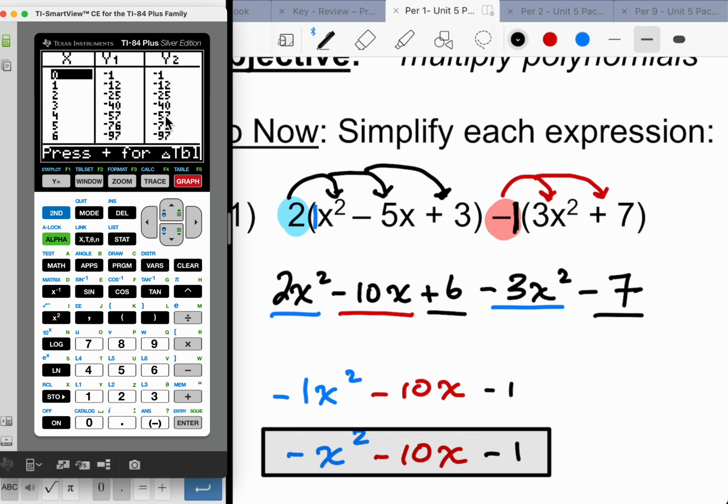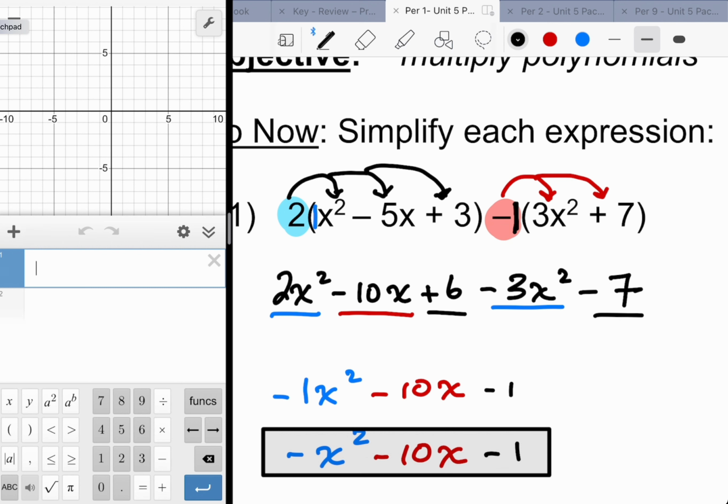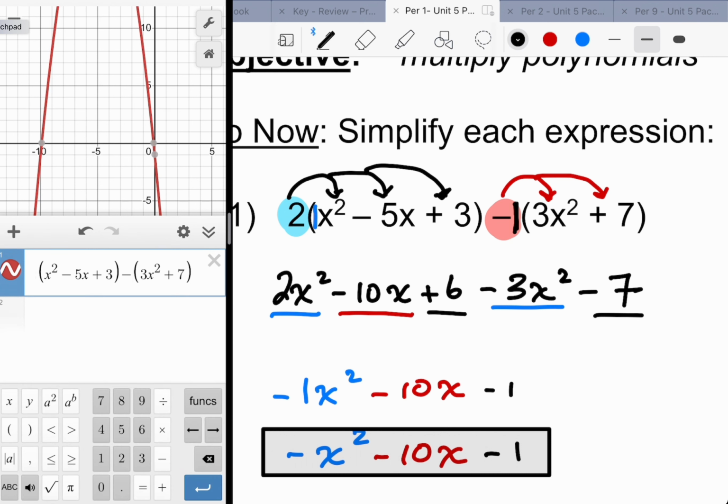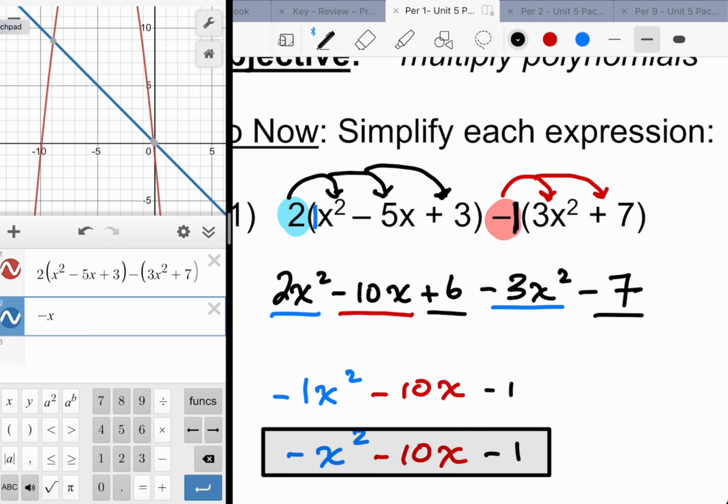Now, the same idea would be true on Desmos. So if I typed in my original expression minus 5x plus 3, close it up, minus parentheses 3x squared plus 7. I keep looking at the wrong thing, so I just want to make sure I'm typing in the right stuff. You get this nice looking parabola. That's fine. With Desmos, as you know, you don't really have a choice in whether you want to graph it or not. It always graphs it. So you're going to get the picture. It's just a question of whether that picture is going to show up in the window that you have.